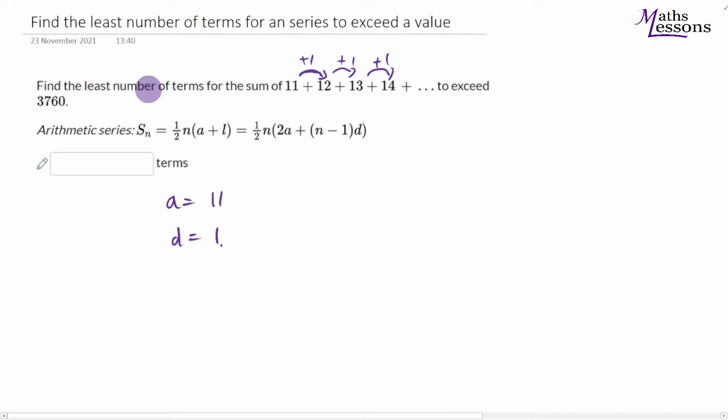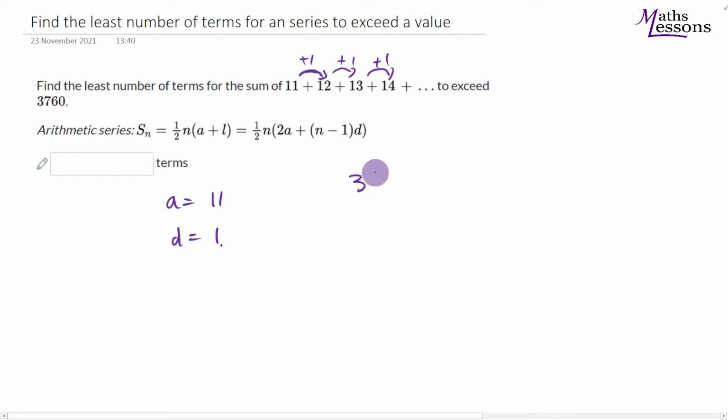And the thing we want to find out is the number of terms where, if you add all these up, you'll get something more than 3,760. Now, the sum of the first n terms, Sn, is given by the formula. This is the half n first plus last version of the formula. This is the one most students will use: a half times n times 2a, which is the first term, plus n minus 1 times d, the common difference. A lot of students miss out the minus 1. We know the sum's going to add up to 3,760.